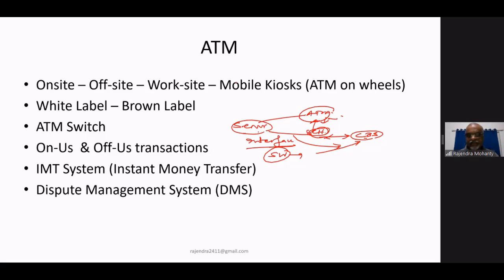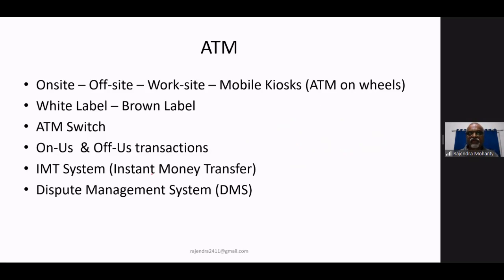Now, what is an on-us transaction and off-us transaction in ATM? The transaction on an ATM could be either an on-us transaction or an off-us transaction. It is a very simple thing. On-us means intra-bank transaction. Intra-bank is called on-us and inter-bank is called off-us. Inter-bank is off-us, intra-bank is on-us. Intra means only one bank.